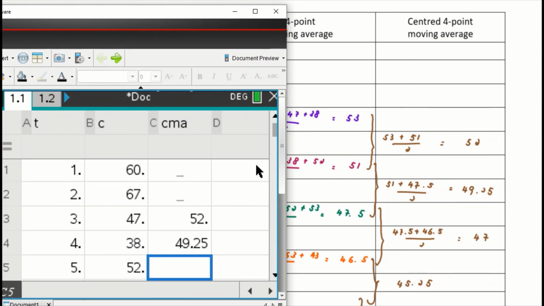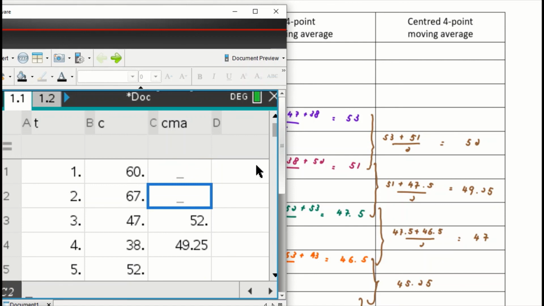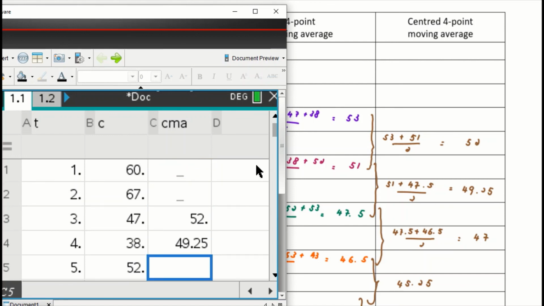49.25. You'll realize that for the cells that you leave blank, the calculator will straight away dash them for you, so no worries about that. For the coming lesson on Thursday, I'm going to teach you another formula for doing this centered moving average, and also how to use the calculator to straight away help us do all this calculation without pressing it one by one.